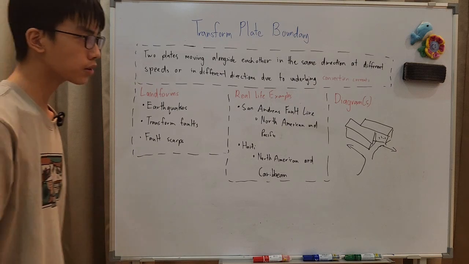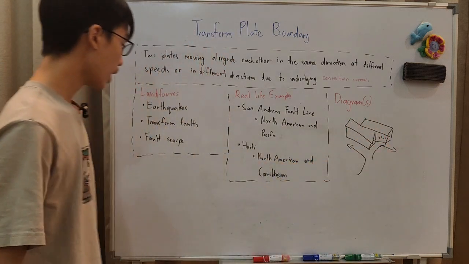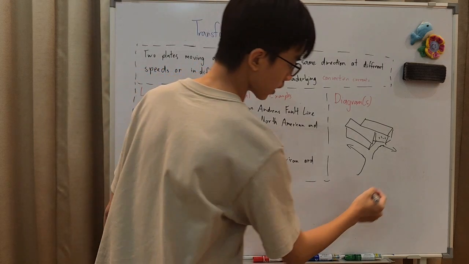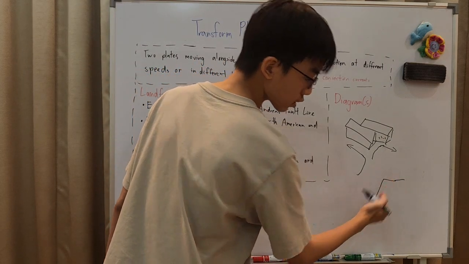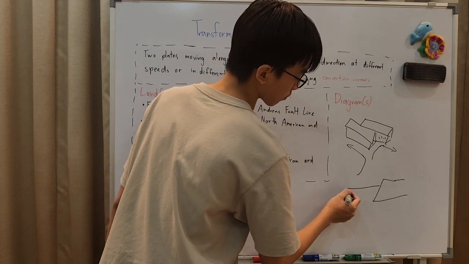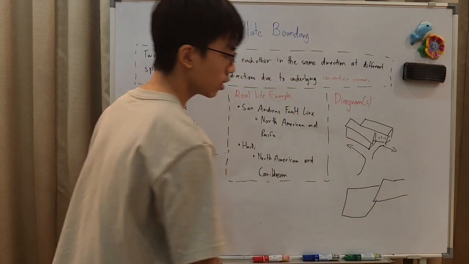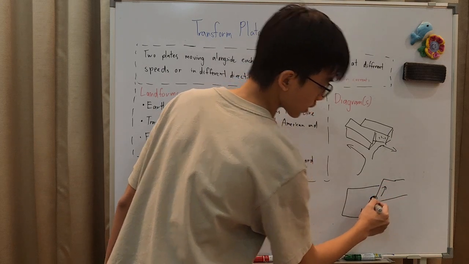You also have transform faults, which are essentially just the movements of them. And you have fault scarps, which you can draw like this. You can draw a cross section of a fault scarp. So this has to be like a fault line, like a sideways, and then you can draw a depressed block as well. So this block kind of moved up and this one down because of the earthquake in the center over here.